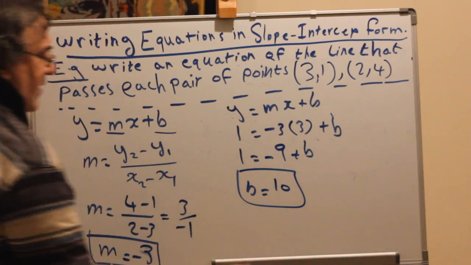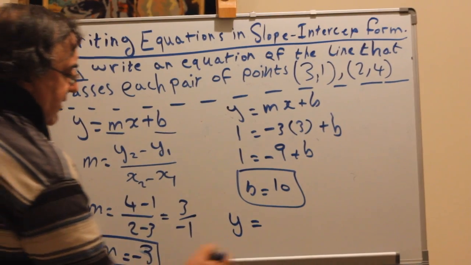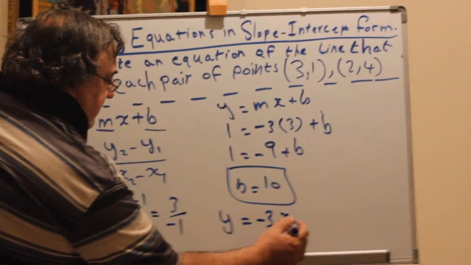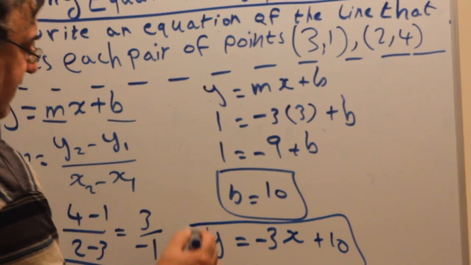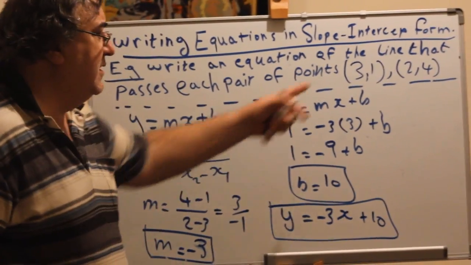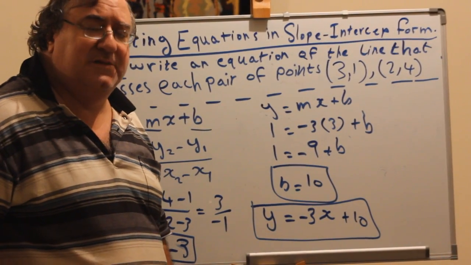So I got the 10. Now what is the final equation? It is y equal -3x plus 10. As simple as that. And whether you choose this point or that point, it will give you the same y-intercept. I hope it's clear. Thank you.